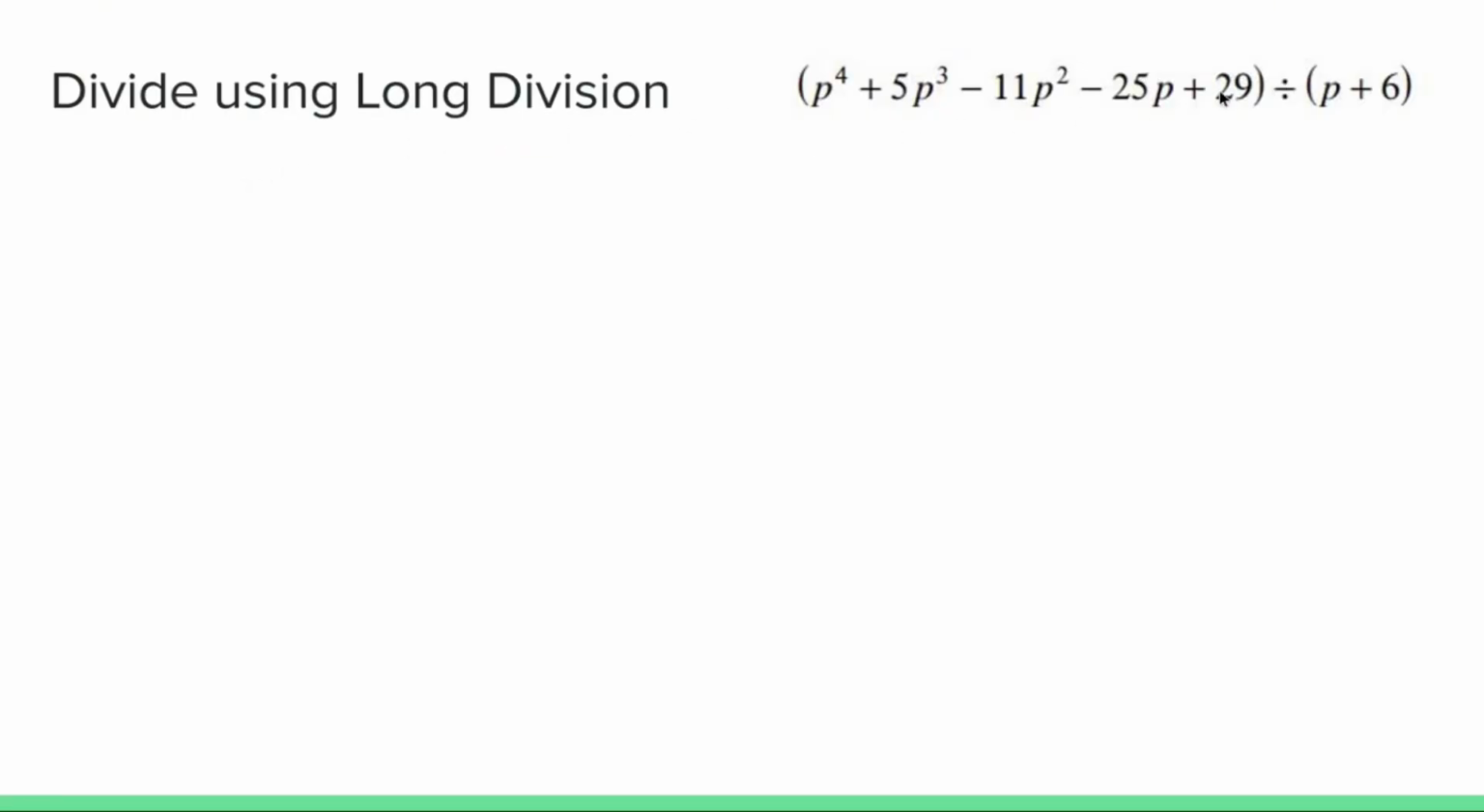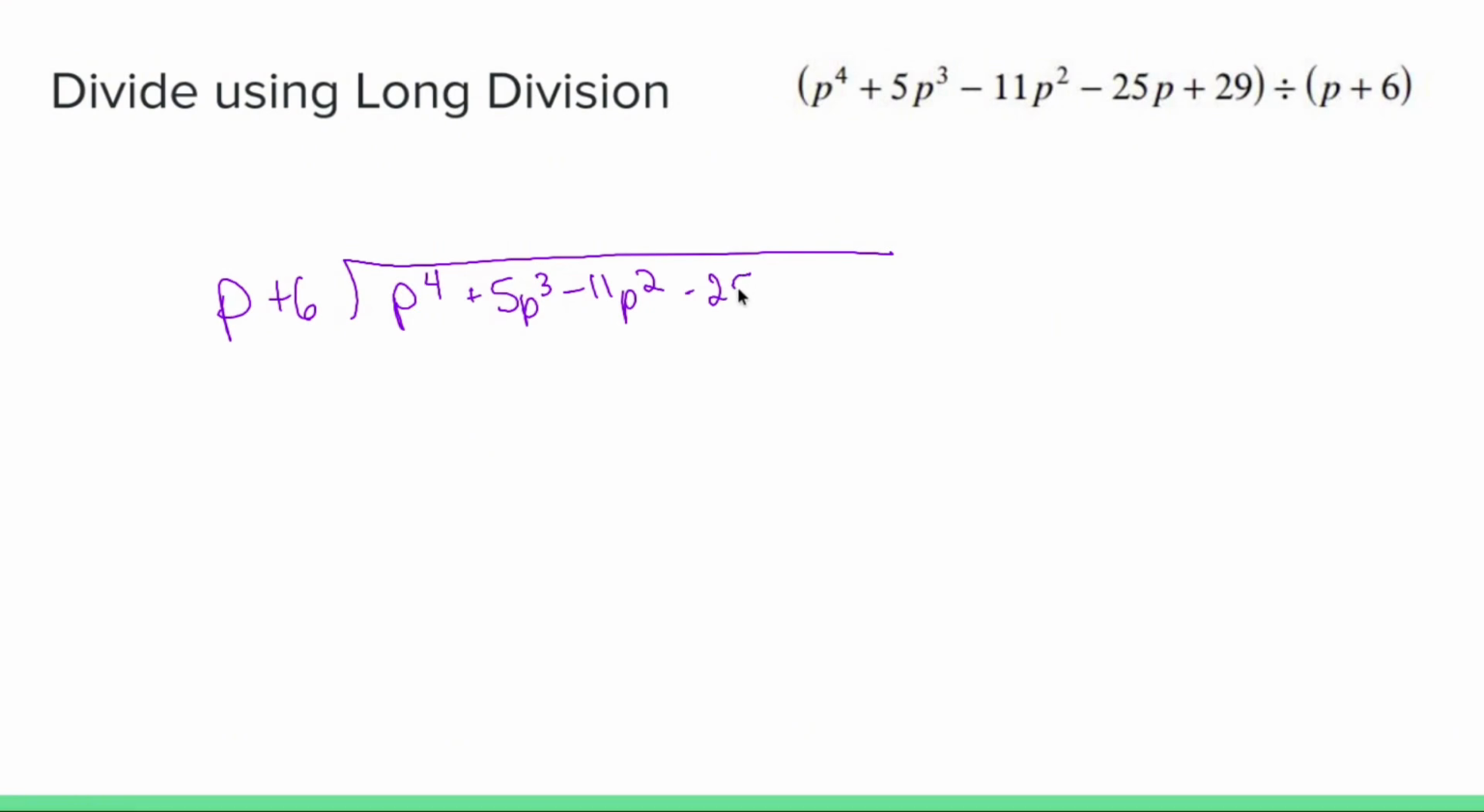Divide using long division. Now, when I set up polynomial long division, here's my factor. Okay, here's my dividend. And before I even do that, make sure everything's in order. Make sure there's no p's missing in between, because if there was, I'd have to put like 0p squared or whatever it is, but no p is missing in between. So p to the fourth plus 5p to the third minus 11p squared minus 25p plus 29. And then we begin the horrible process that is polynomial long division.